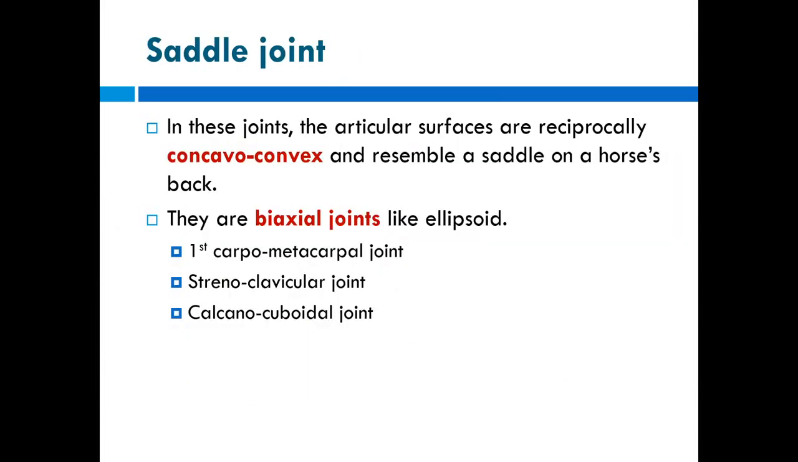Now the saddle joint, or sellar joint. In these joints, the articular surfaces are reciprocally concavo-convex and resemble a saddle of a horse, the saddle that is actually present on the back of the horse to ride on it. You have seen that. They are biaxial joints as well. Examples are the first carpometacarpal joint, the sternoclavicular joint, and the calcaneocuboid joint.